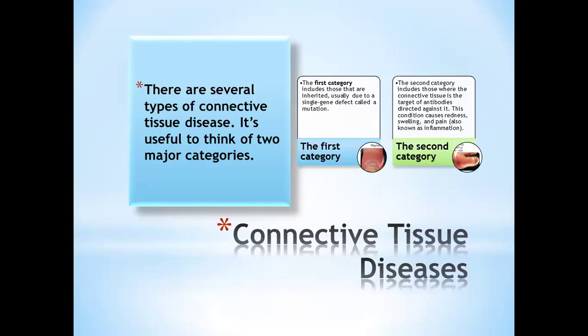Connective tissue diseases. There are several types of connective tissue diseases. It's useful to think of two major categories. The first category includes those that are inherited, usually due to a single gene defect called a mutation. The second category includes those where the connective tissue is a target of antibodies directed against it. This condition causes redness, swelling, and pain.